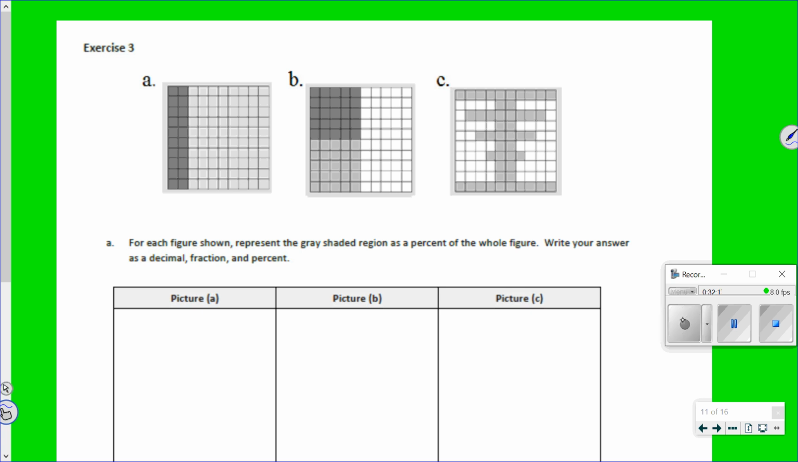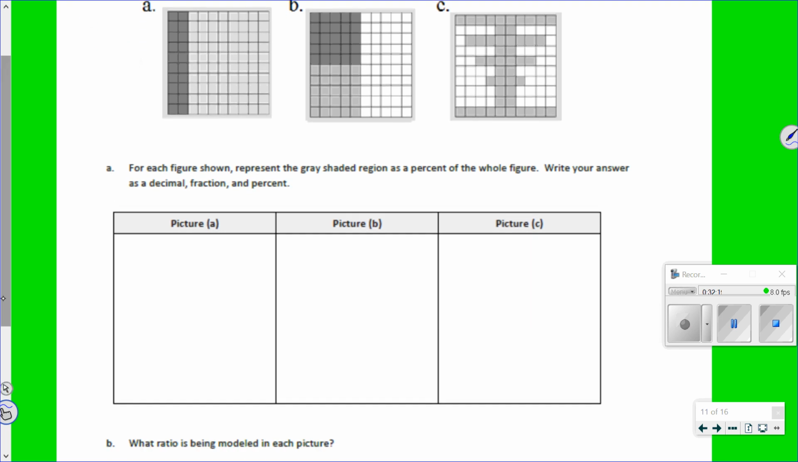So, for each figure shown, we're going to represent the gray shaded portion as a percent of the whole figure. Write your answer as a decimal, fraction, and percent. So we have 3 different things that we need to do. So our first one, we're going to look at the dark gray shaded, okay? So what percent is that dark gray for the first figure?